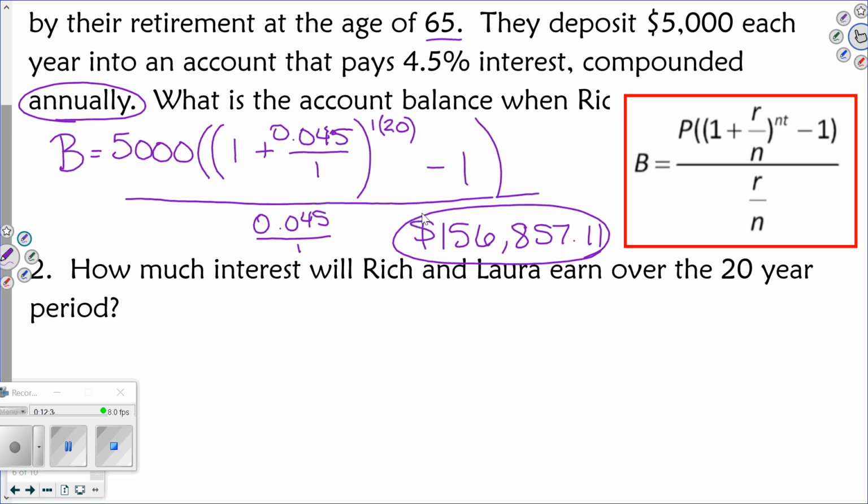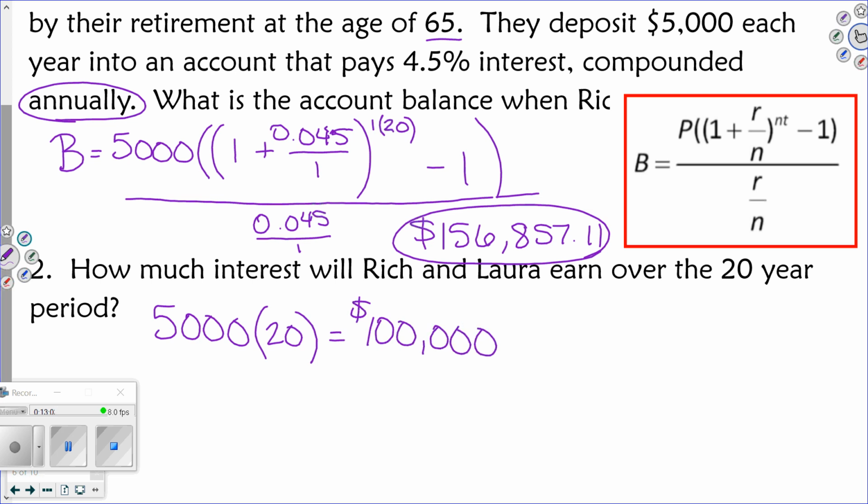So if it wants to know how much interest, well, what we found is the grand total of the amount of money they put in plus all their interest combined, which is great. We know how much money they're going to have. But to know how much interest they actually earned, well, they're putting in $5,000 every year for how many years? For 20 years. So what is 5,000 times 20? It's $100,000. So that's how much money they actually put in the account. They're putting in 5,000 every year for 20 years, so they put in 100,000.